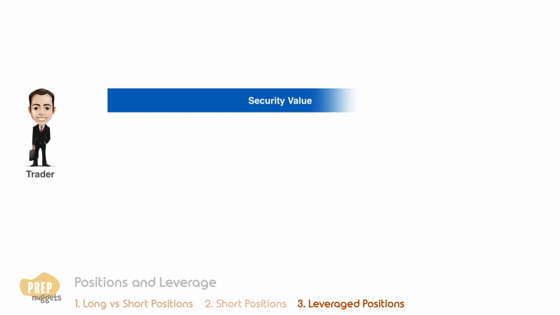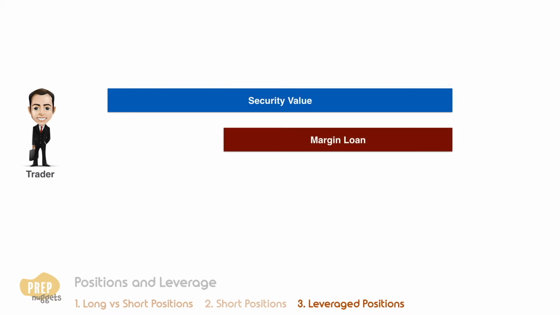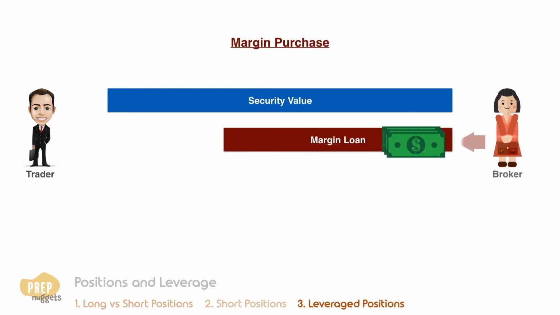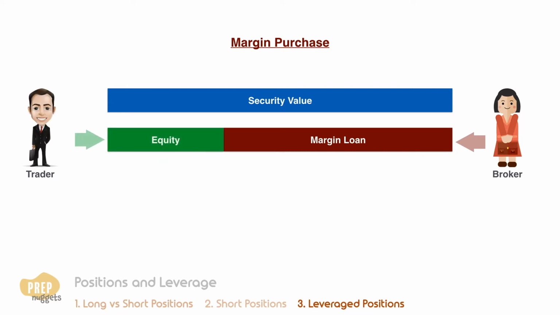Let's move on to leveraged positions. In many markets, traders can buy securities by borrowing some of the purchase price. The amount of purchase that is financed by borrowing is called the margin loan. Such an arrangement is called a margin purchase, where the amount that is borrowed is financed by the broker. The amount which is financed by the trader himself can be termed as his equity position. This amount must meet the initial margin requirement, which can be set by the government, exchange, clearinghouse, or broker.